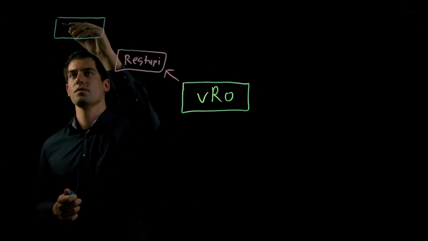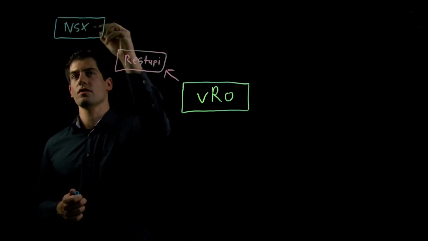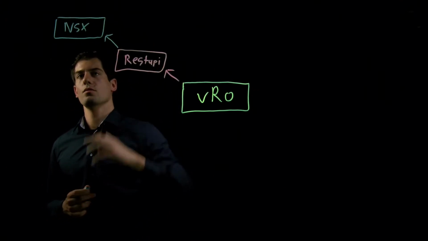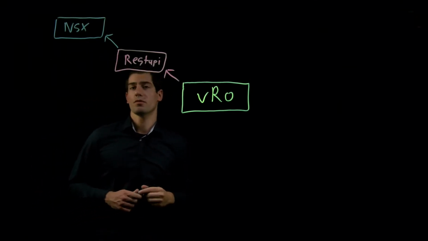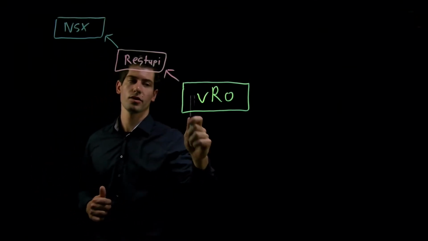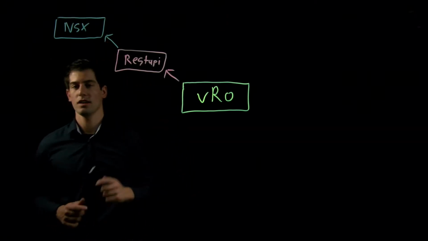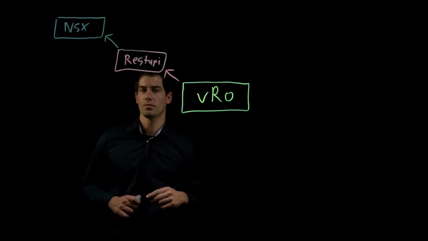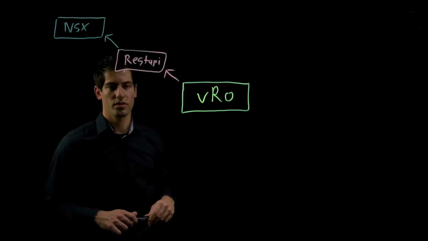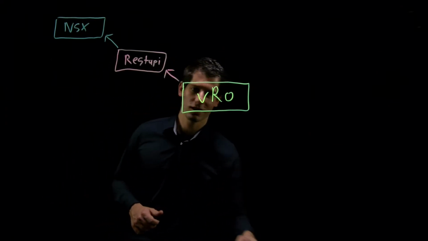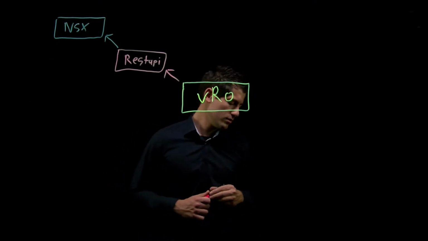VMware NSX is a network virtualization product built by VMware, and it has a very good integration with vRealize. So in this example, we're going to ask NSX to create a new virtual network. This is our starting point of the complex IT task that we're going to perform.